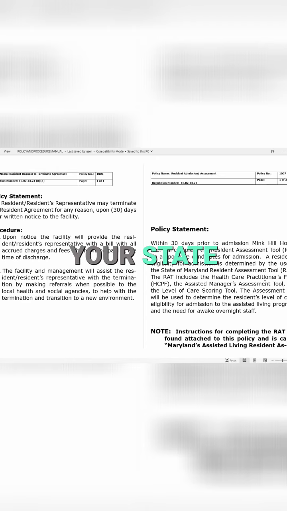So your state might not require these different assessment tools and forms, but I suggest if you do have the policy procedure, if you have got this from us and got the documents to go with it, you'll get all of those tools. So even if your state doesn't require it, it's good to have them anyway. So when you do your admissions, your staff has a really good idea of who you're bringing into the facility, what their needs are gonna be, what their level of care is gonna be, and stuff like that.